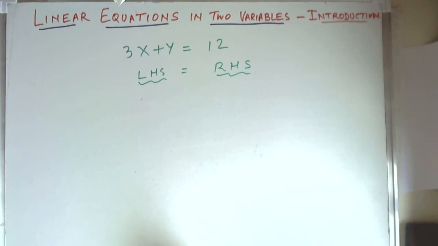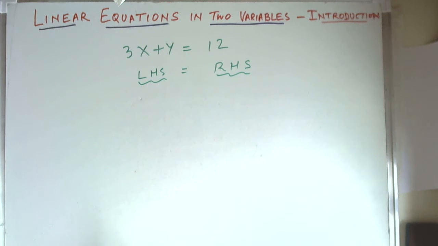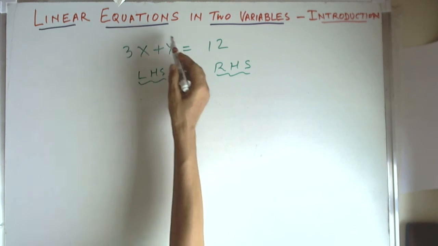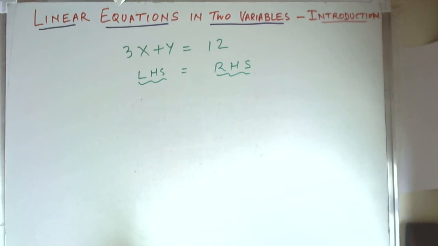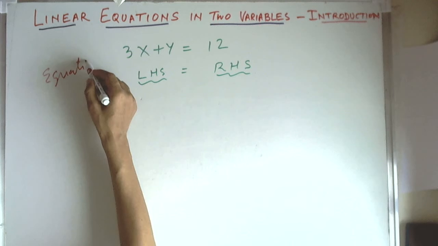And as the word equation means, left hand side is equal to right hand side, and this will always be true. So it is like a balance, or it is like an identity. It is like an equal value. It is like a balance in the sense that this side is always equal to the other side in numerical terms. So the value of 3x plus y will always be 12. Whatever may be the value combination of x and y, the result should always be 12. Now this is the first aspect, and we see what is an equation.